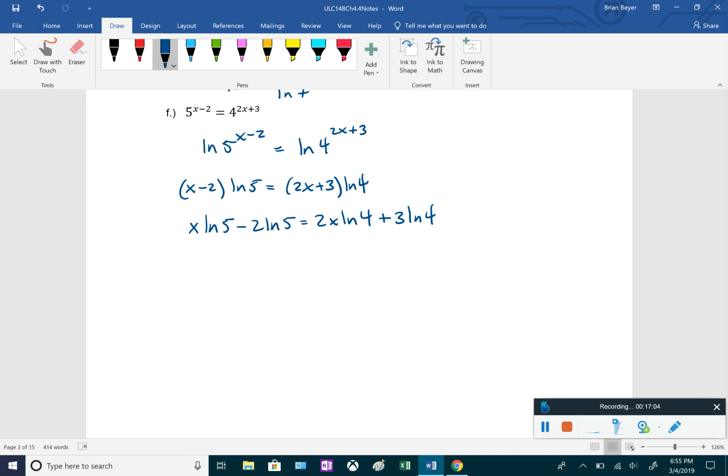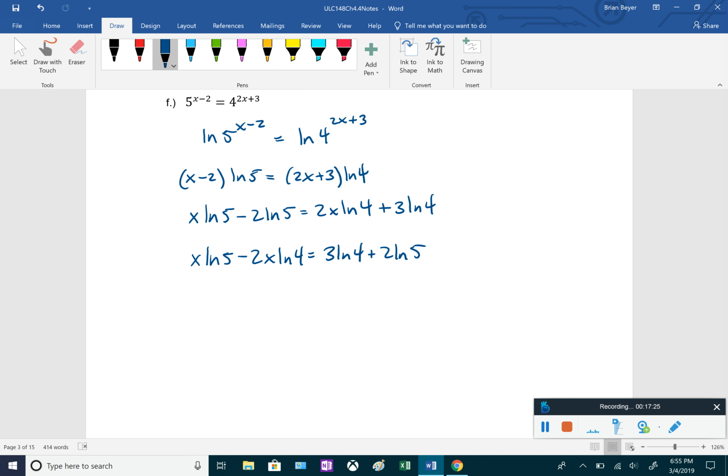So I'm going to subtract 2x ln of 4, and I'm also going to add 2 ln of 5 on both sides. So I'm going to get x ln of 5 minus 2x ln of 4 equals 3 ln of 4 plus 2 ln 5. So I just got all the constants on one side, variables on the other side. We have all the variables on the left right now.